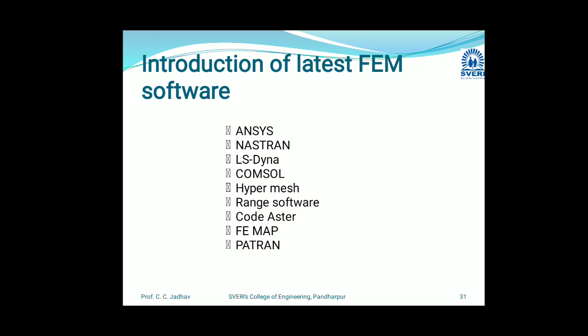Next, FEMAP. It is developed by Siemens, and it includes pre and post processing only. It is a commercial software. Next, Patran. It is developed by MSC. It is a pre-processing and post-processing software which is supported by Nastran. It is also used for pre and post-processing analysis, and it is supported by the Nastran software. So these are some examples of the latest FEM software.